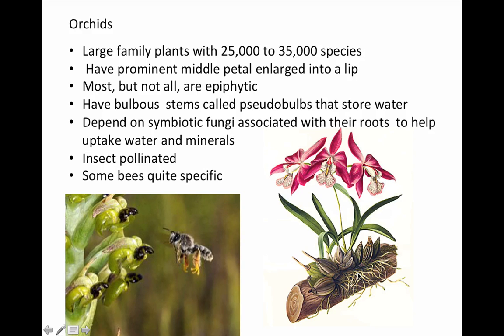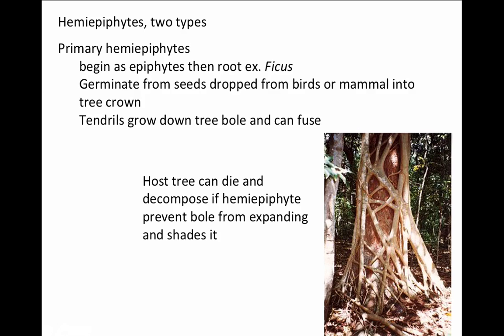The roots have a symbiotic relationship with fungus. In fact, they appear white, partly due to that. And the fungus are helpful in helping the orchid get minerals and get water. The orchids are insect pollinated, and most notoriously by bees. And in fact, it can be very, very specific. A certain species of orchid needing a certain species of bee. And that helps the plant because it helps target the pollen and get it to the correct species.